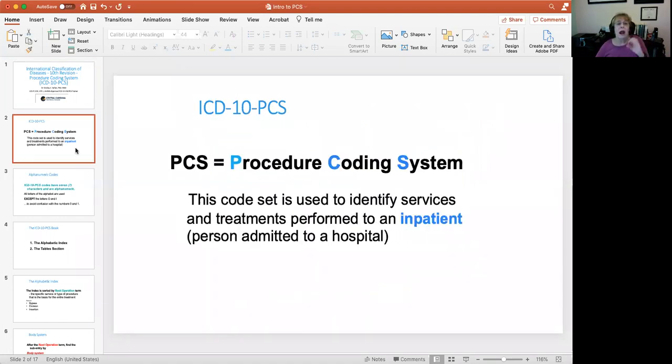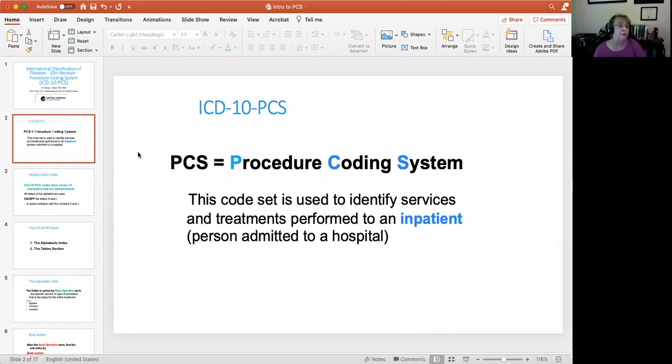Okay, so you already know the ICD-10 part. It's International Classification of Diseases, 10th revision. Okay, PCS. And the PCS, as you see on the screen, can you all see my PowerPoint? Yes. Good. PCS stands for Procedure Coding System. These codes are only used in hospitals, only to identify services and treatments performed to an inpatient. That's a patient who has been admitted into the hospital.